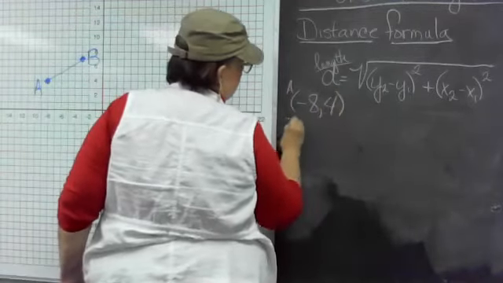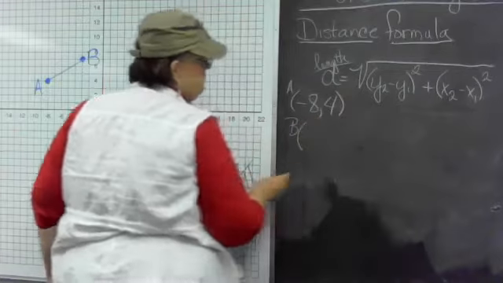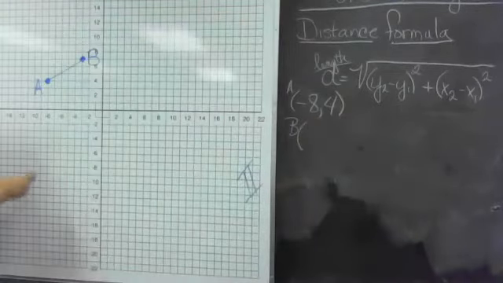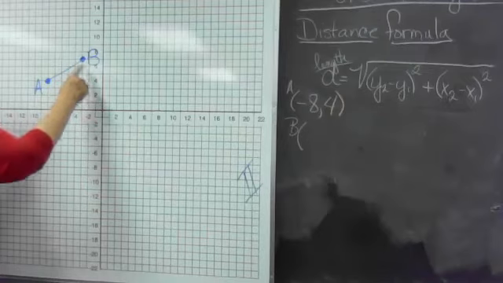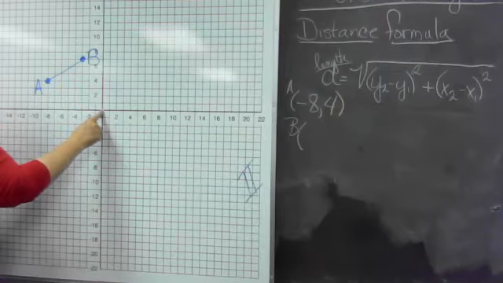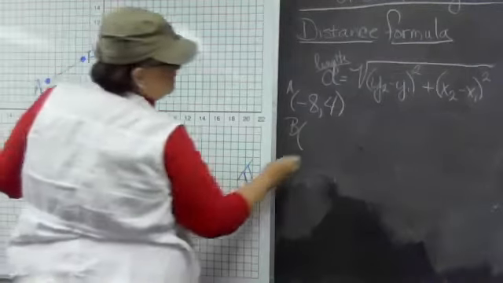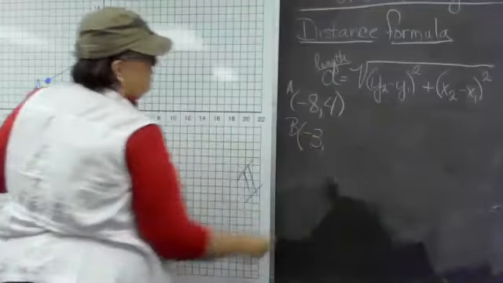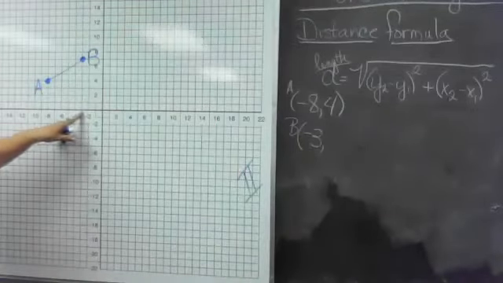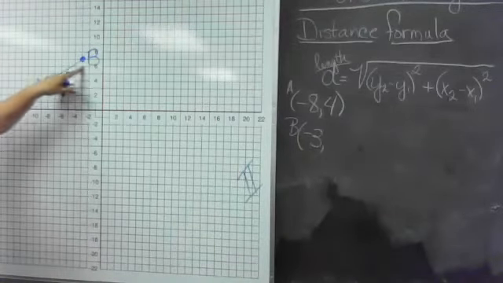And point B, I have to find the coordinates myself. I want to get to this point. I start at the origin and I move 1, 2, 3, a -3. And from there, I move up 1, 2, 3, 4, 5, 6, 7.